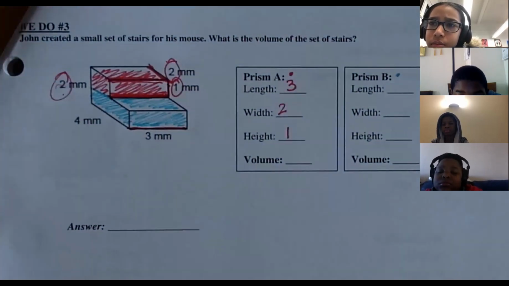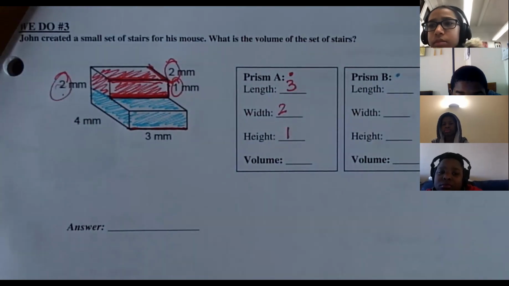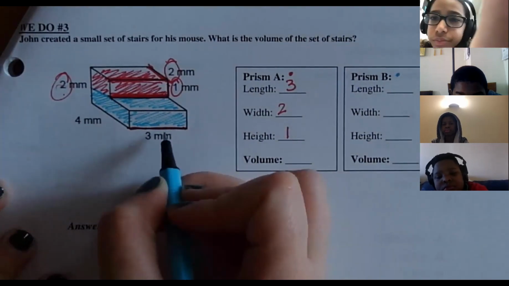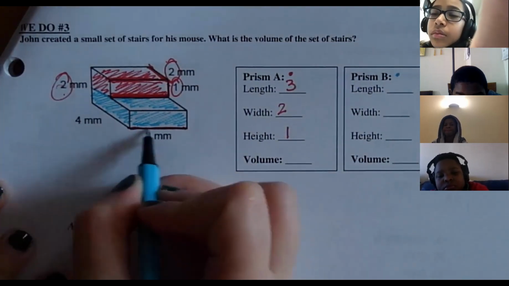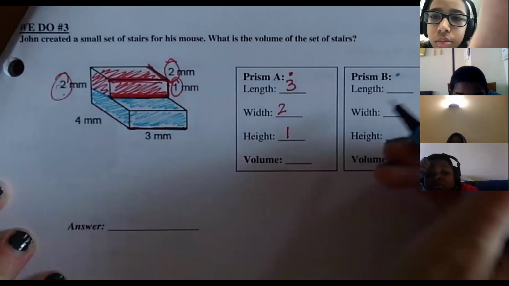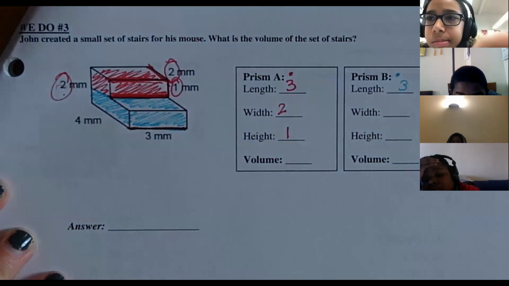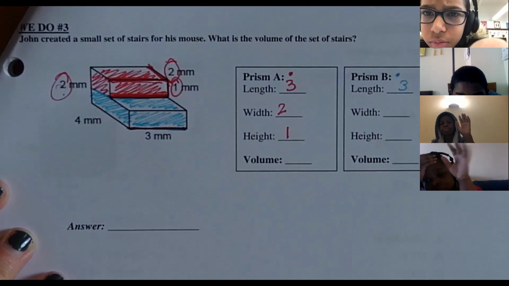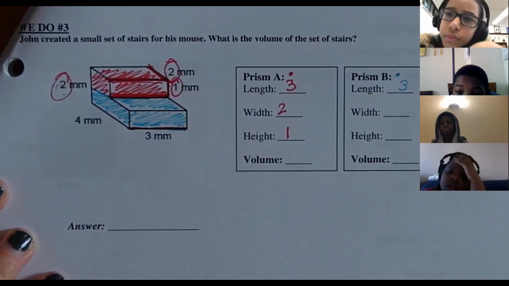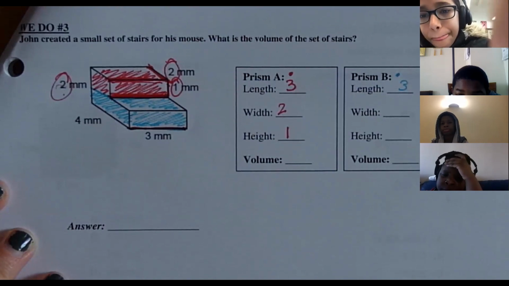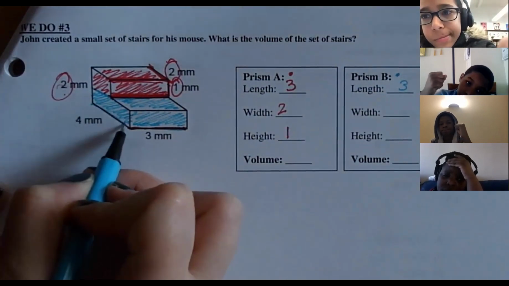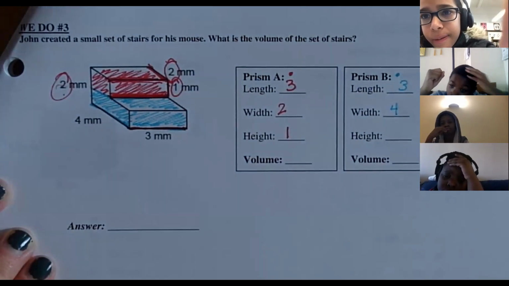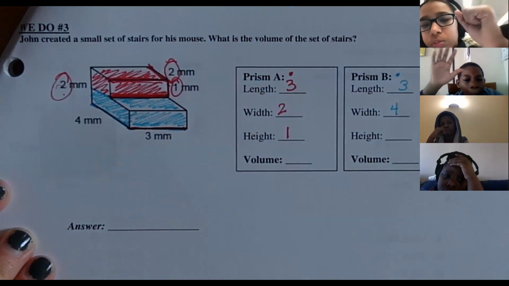Now let's jump on to Prism B. As I'm looking at Prism B, I need to be thinking first about the length. Good news, we just figured out the length of Prism B was 3. Does anyone know what the width of Prism B is? Jesus, you could chat if you would like. Ryan, what's the width of Prism B? The width of Prism B is 4. It is 4. Okay, that's how wide it is here. Does anyone know what the height of Prism B is?